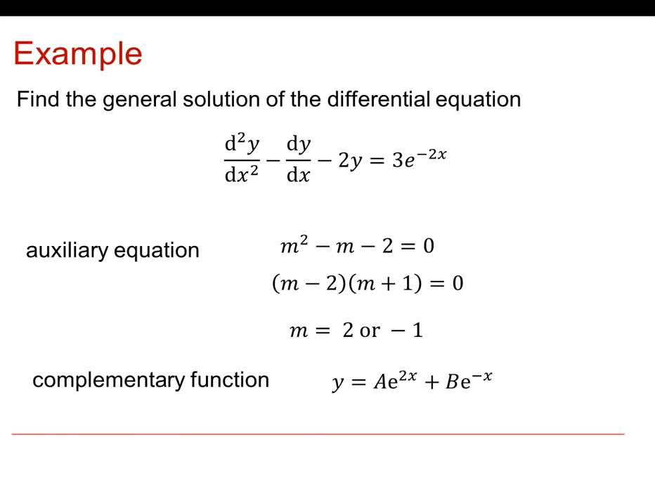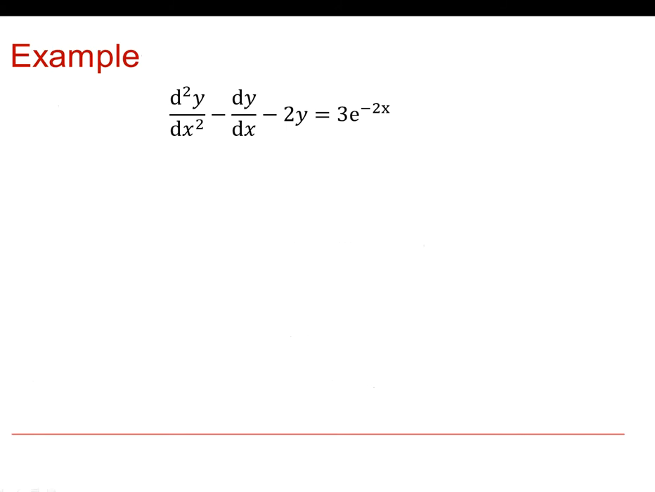Let's use a similar example to previous videos, only in this case f of x is 3e to the minus 2x. We already know that the complementary function will be y equals ae to the 2x plus be to the minus x. So let us try a particular integral y equal to some constant a times e to the minus 2x.